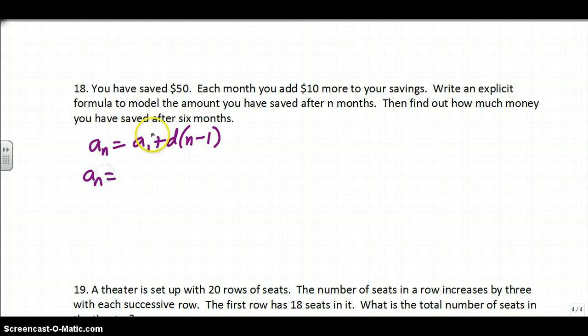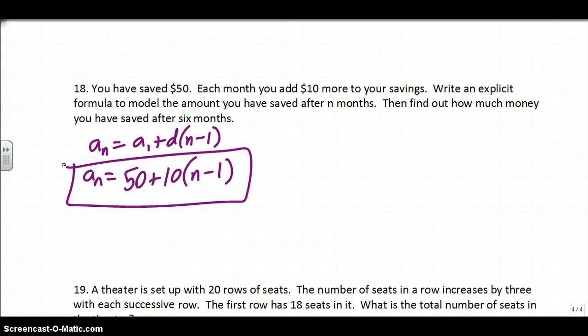So it's kind of this formula. Only what's A1? Well, it's $50. What's your common difference? What are you adding each month? You're adding $10 a month. There's your explicit formula. Boom. Okay? Now, the question is how much money you've saved after 6 months. The temptation is to want to plug in 6 for this, right?